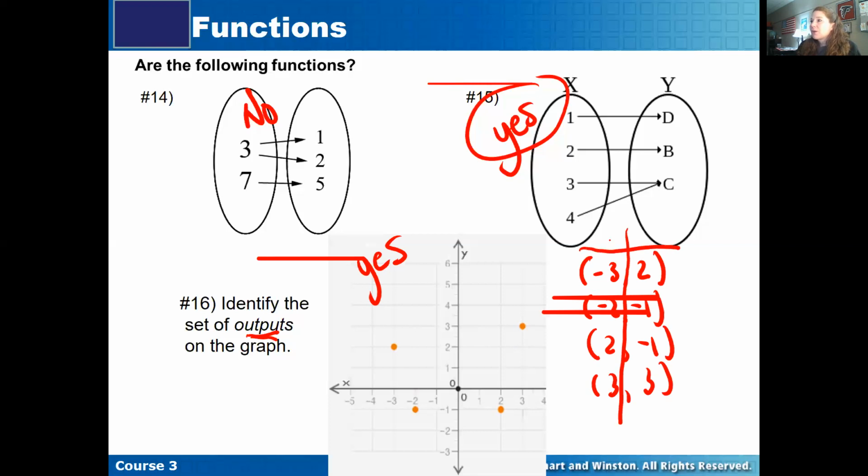If I made this an XY chart, the first row would be my X's and the second row would be my Y's, my outputs. So what are my outputs? My outputs are 2, -1. I don't have to repeat -1. I could, it wouldn't make it right or wrong. So these are my outputs. In other words, these are the Y values to those 4 points. Okay, does that make sense? Hopefully it does. You'll have a question like that this week on one of your quizzes.